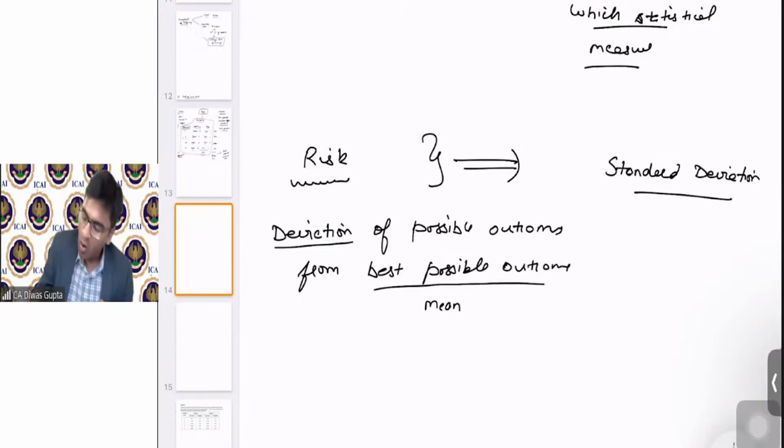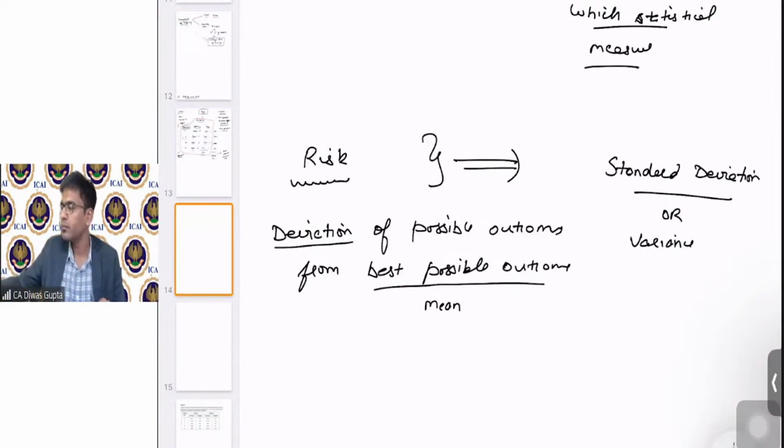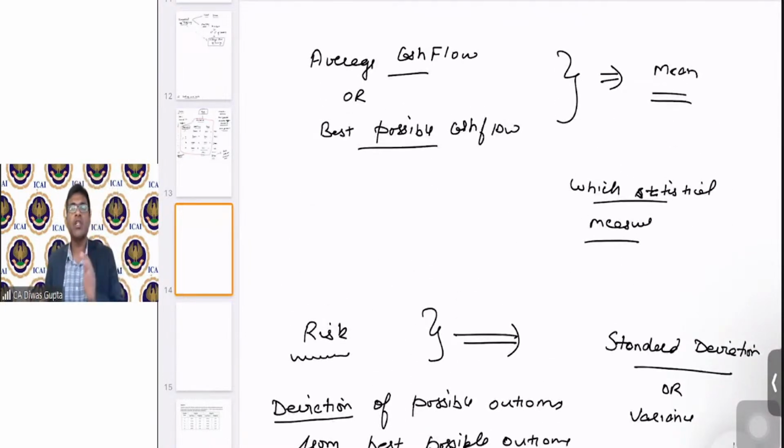Okay, or variance. So square of standard deviation is variance. Square root of variance is standard deviation. Okay, students, that we all know. I hope it is clear. So whenever we talk about average cash flow, best possible cash flow, it is always referred to as mean. So we have to apply all the calculation logics of how we calculate mean. It is very easy, very simple.